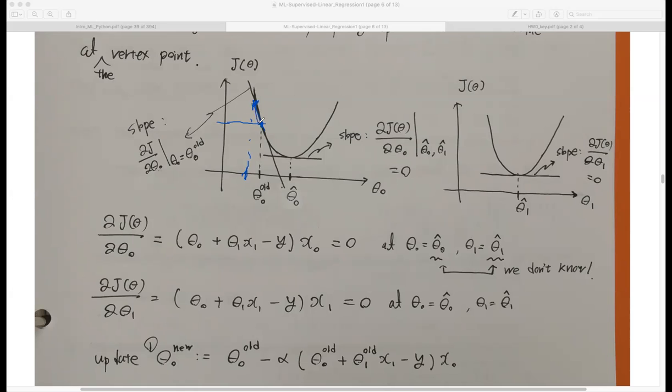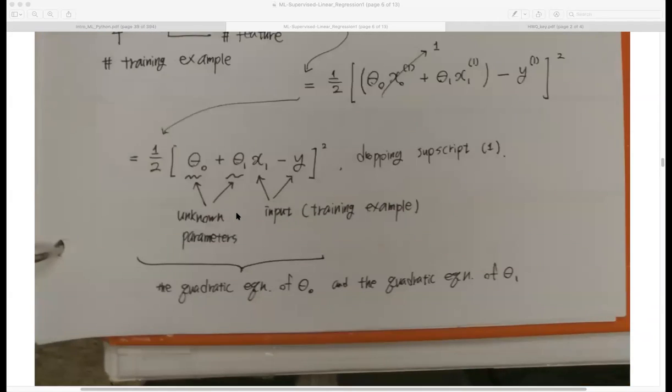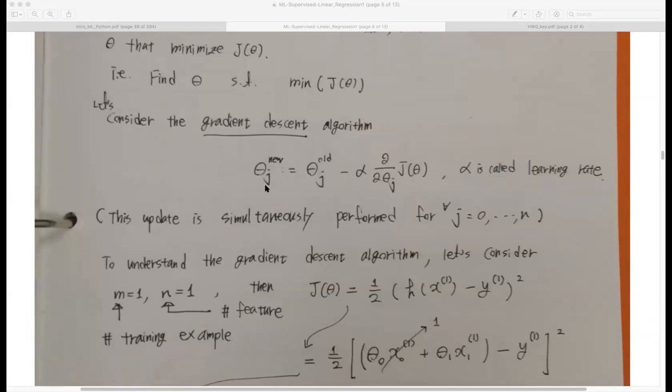So we go there, and we go that way, and then for each iteration, finally we approach the minimum value. So actually, that's the gradient descent method. The algorithm of the gradient descent method is this: theta j new equals theta j old minus alpha, the ratio, times the partial derivative of j theta with respect to theta j. Alpha is called the learning rate.